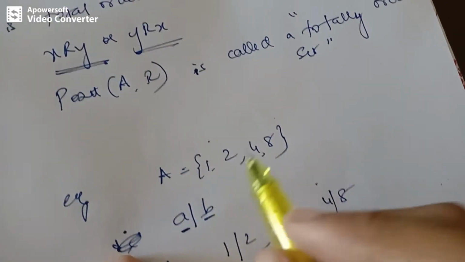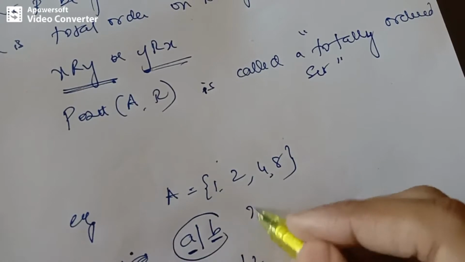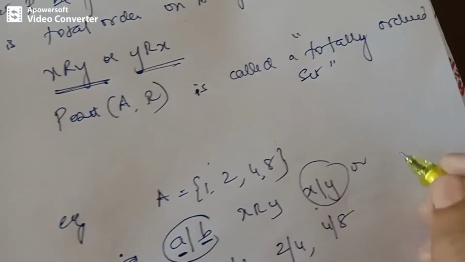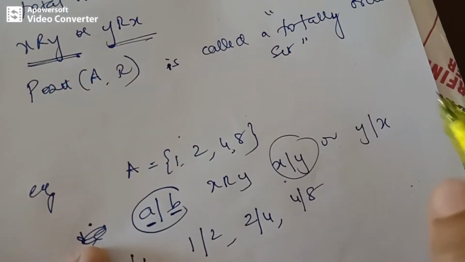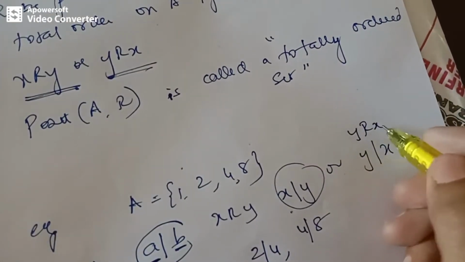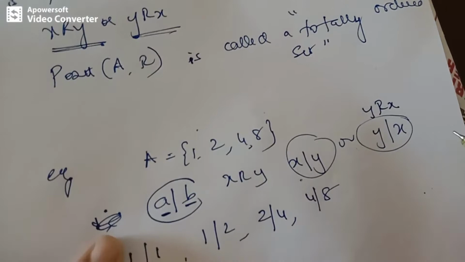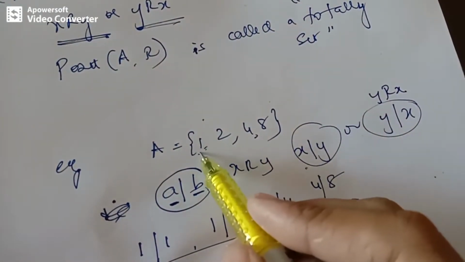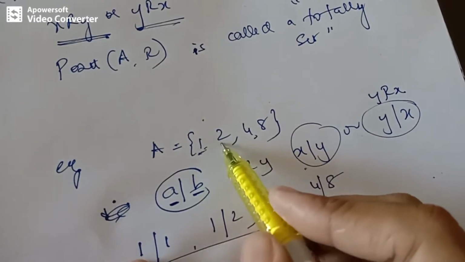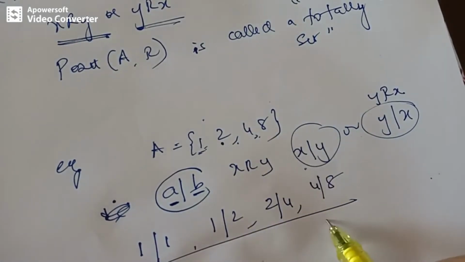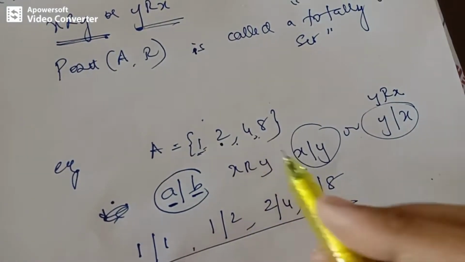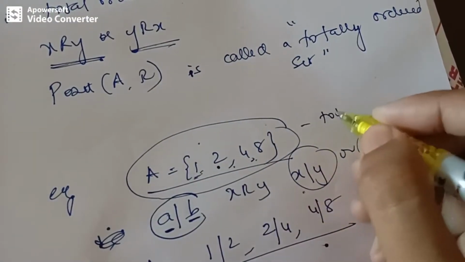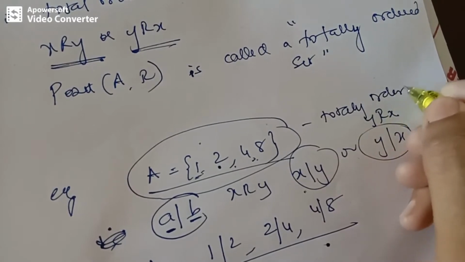Either x must be related to y, that is, either x must divide y, or if that is not possible, y must divide x, that is, y must be related to x in this particular relationship. So we find that when we start dividing x by y, okay, each and every element is divisible, right? So we can say the relation of divisibility over this set is a totally ordered set. It's a totally ordered set.